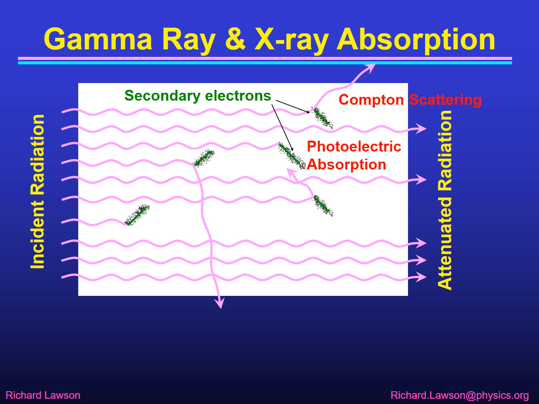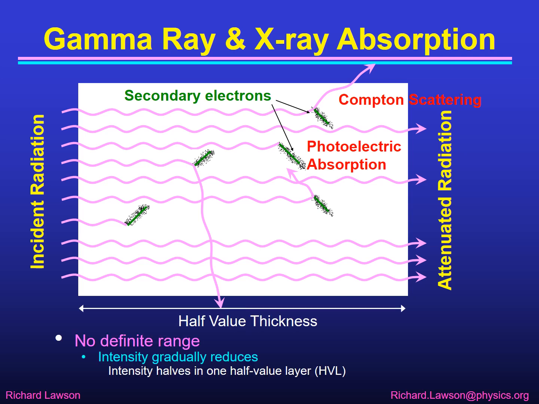And we can't say that there's a definite range to stop them, but we can say that if, for example, we had 10 gamma rays coming in and only 5 come out, we have stopped half of them. So instead of talking about a range, we talk about the half value thickness, the amount of material that's needed to reduce the intensity by half. So we don't have a definite range for gamma rays and X-rays, it's just a gradual reduction in the intensity, and we can quantify that by the half value layer.